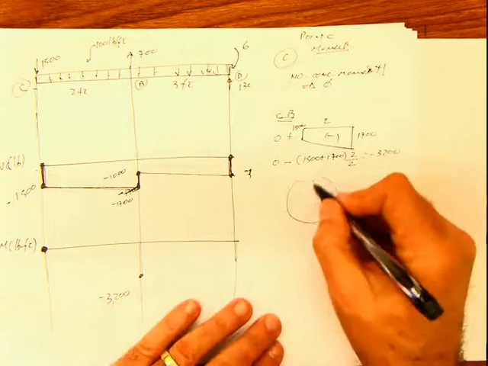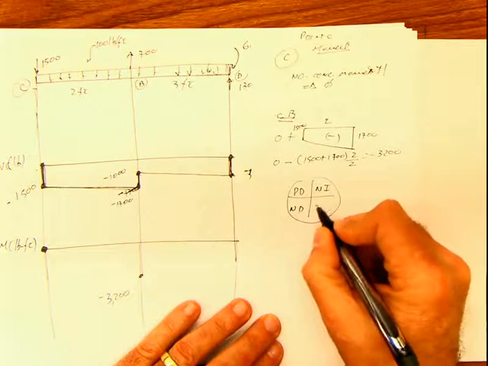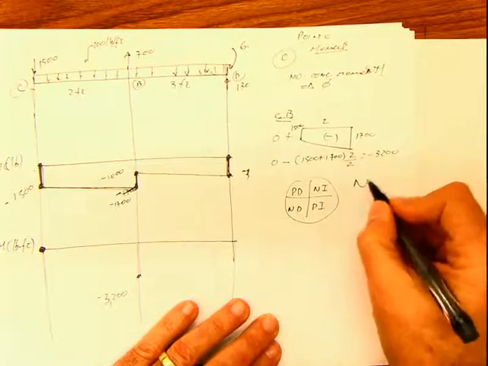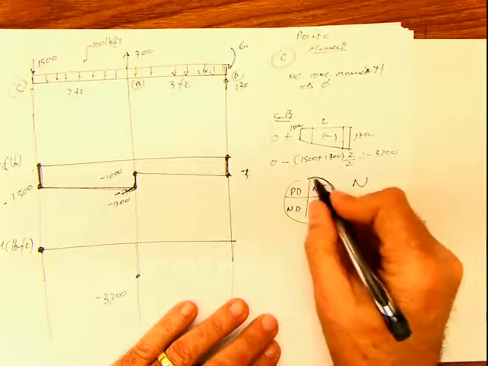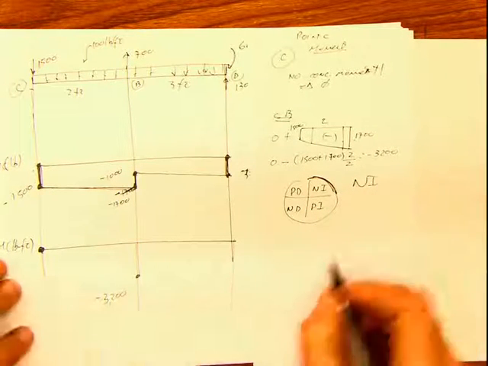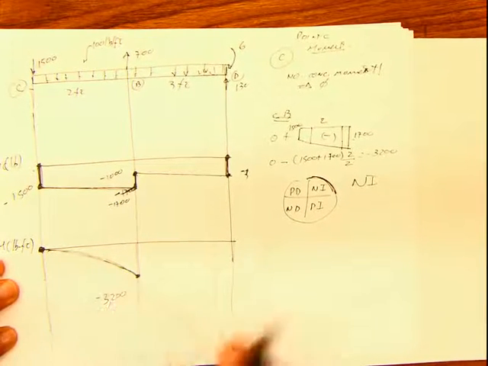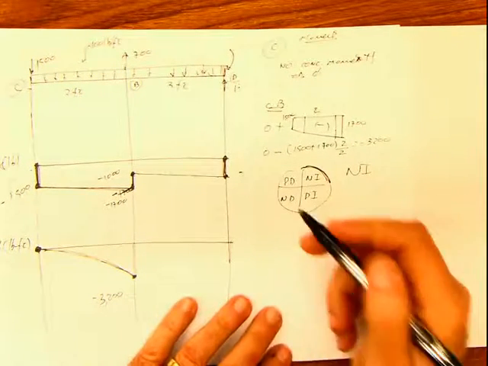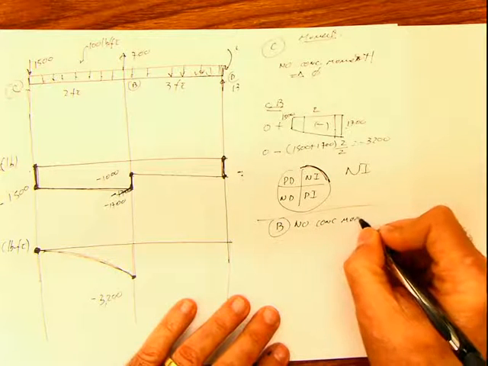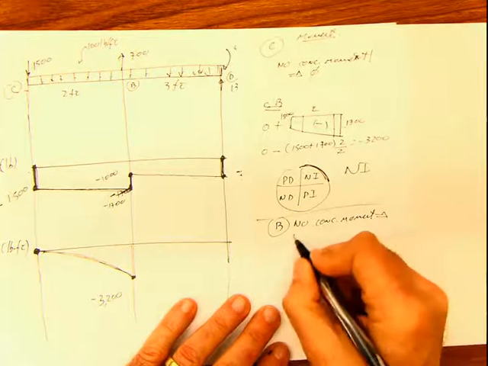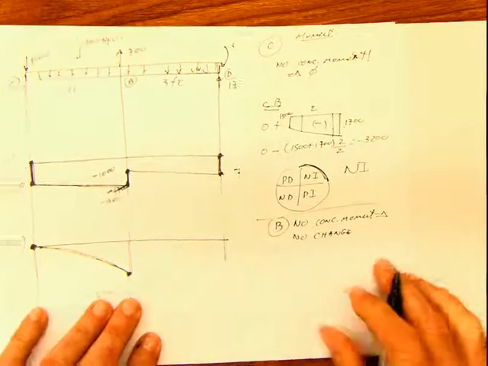This area, please don't neglect infants, neglect dumb people instead. This is negative. The height here is increasing, so it's negative increasing. Negative increasing is this. Negative increasing is that. Point B: no concentrated moment, no change in the moment in the diagram, no jump.